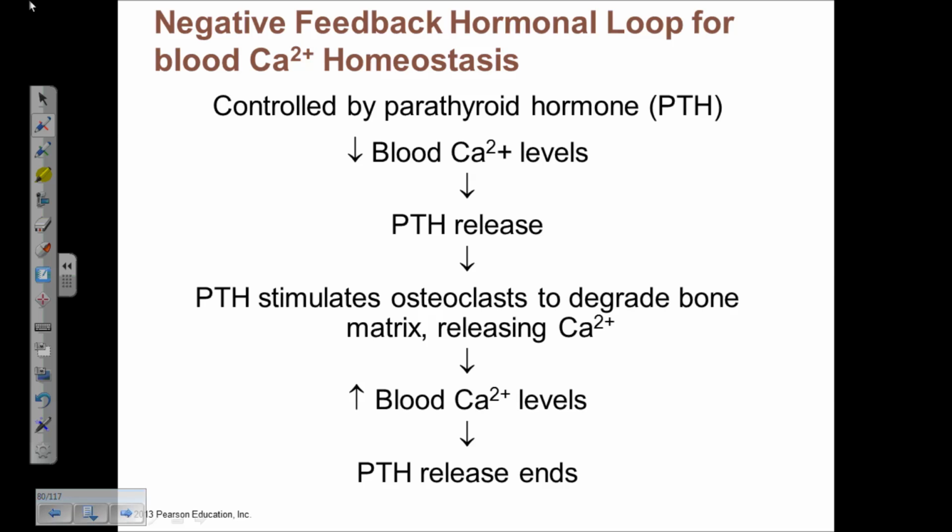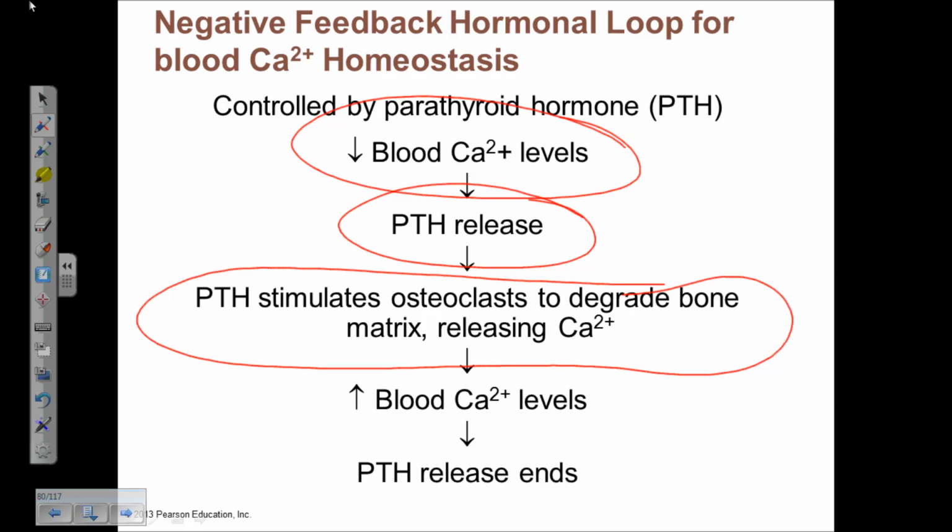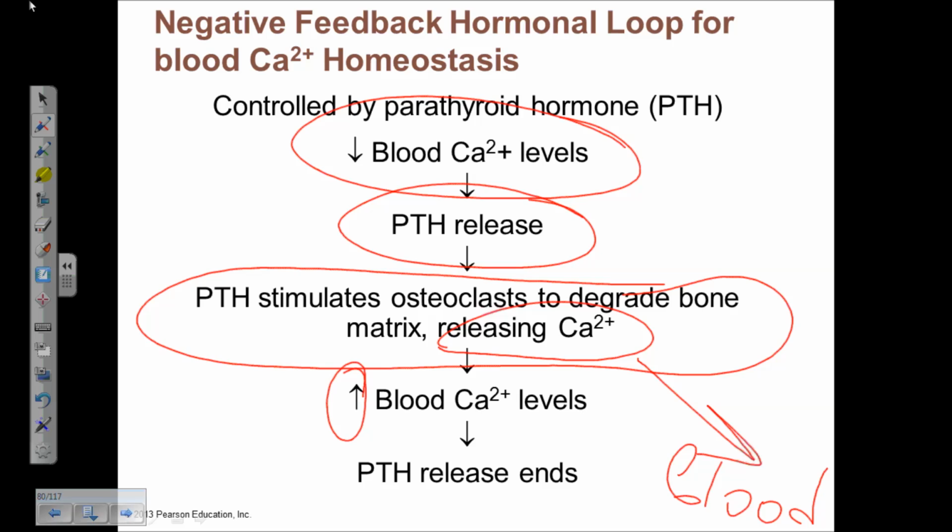So decreased levels of calcium in the blood will be sensed by the parathyroid gland, which will release parathyroid hormone. Parathyroid hormone will stimulate osteoclasts that will degrade the bone matrix and release calcium into the blood. Levels of calcium in the blood go up, the parathyroid gland senses it and stops releasing parathyroid hormone. What kind of feedback is that?